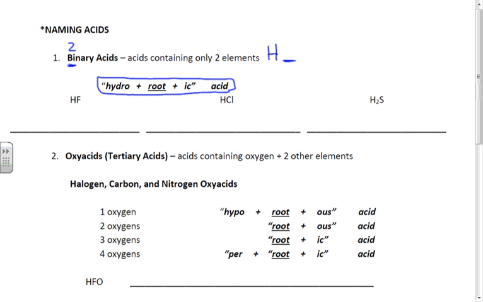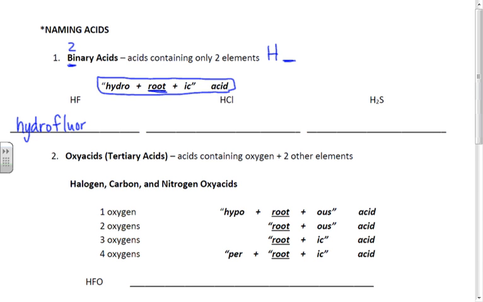So for this first one, HF, we're going to start with hydro. And then we're going to put the root for the element. And the root is sometimes just the shortened part, the very beginning of the element name. Sometimes it's the whole element name. And you learn them as you come across them. So for fluorine, our root is just going to be fluor. We leave the INE off. And all of our halogens follow the same thing. Chlorine will be chlor. Bromine will be brome. Iodine would be iode. We just leave the INE off the end.